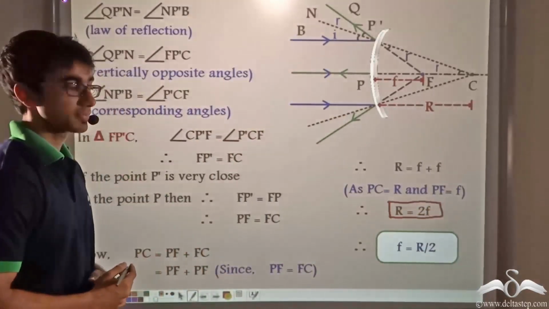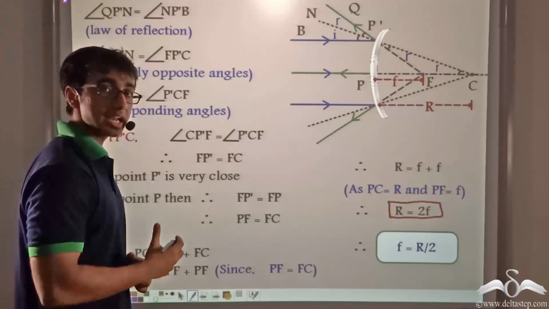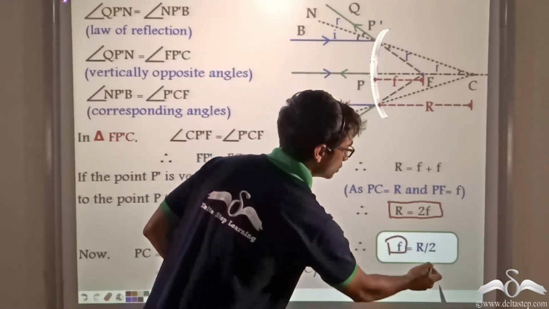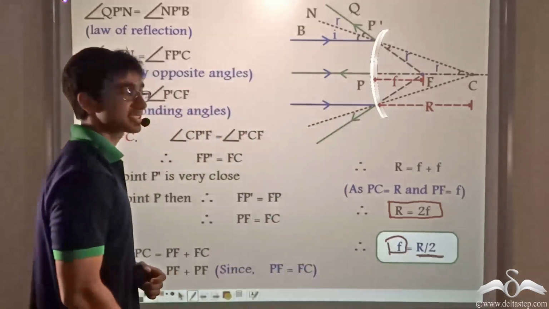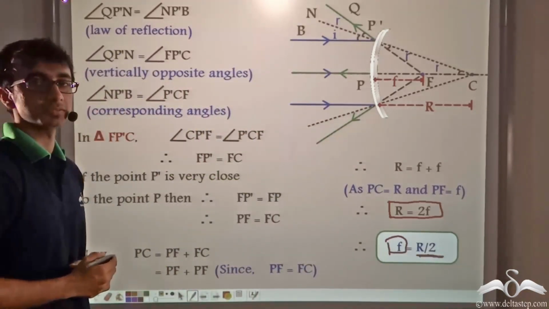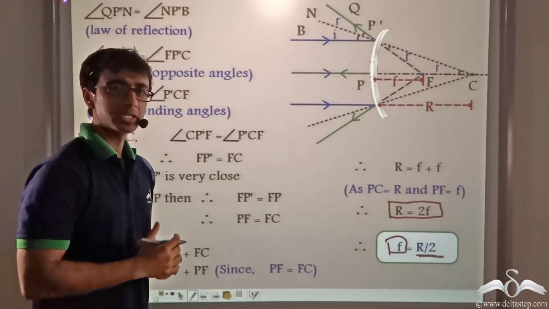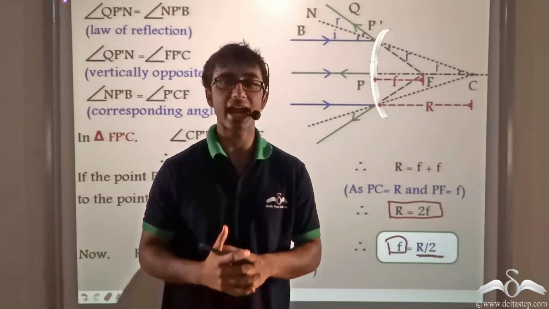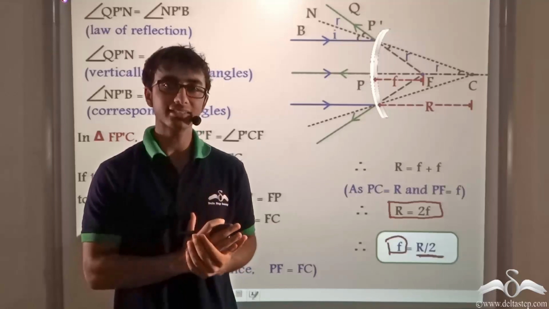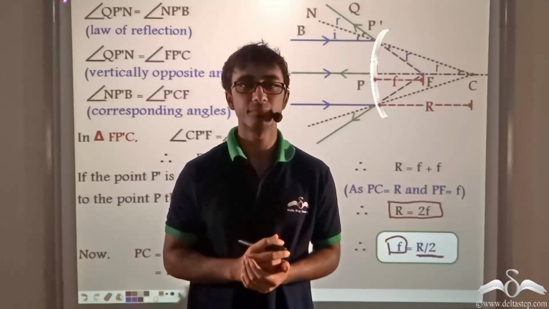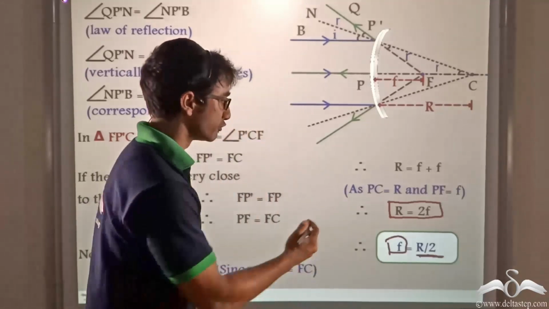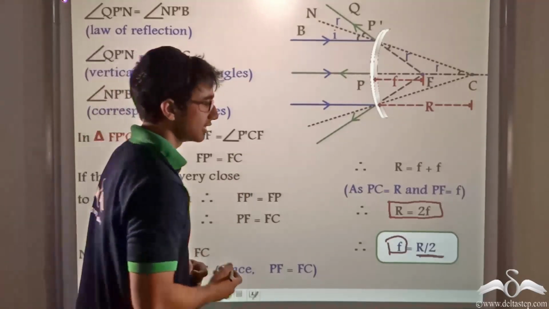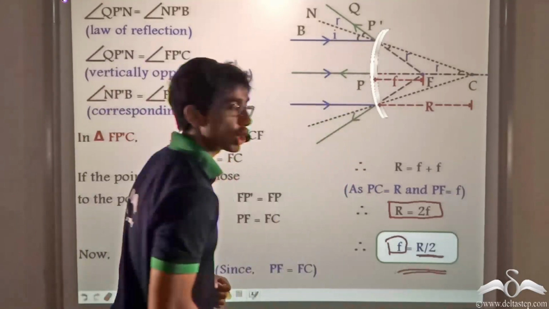In other words, we can say that the focal length of the convex mirror, that is F, is equal to R by 2, that is half the radius of curvature. So summarizing, what did we learn? We learned that both in case of concave and convex mirror, the focal length and the radius of curvature are related. How are they related? The focal length for a convex mirror as well as a concave mirror is half the radius of curvature.